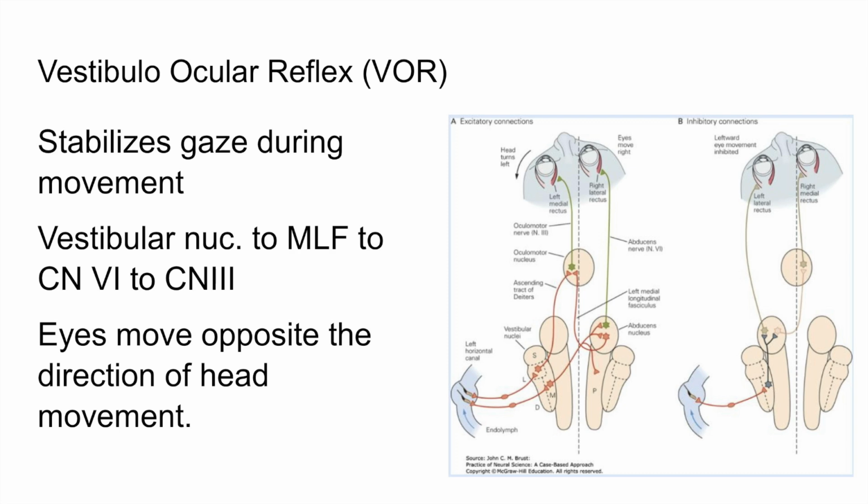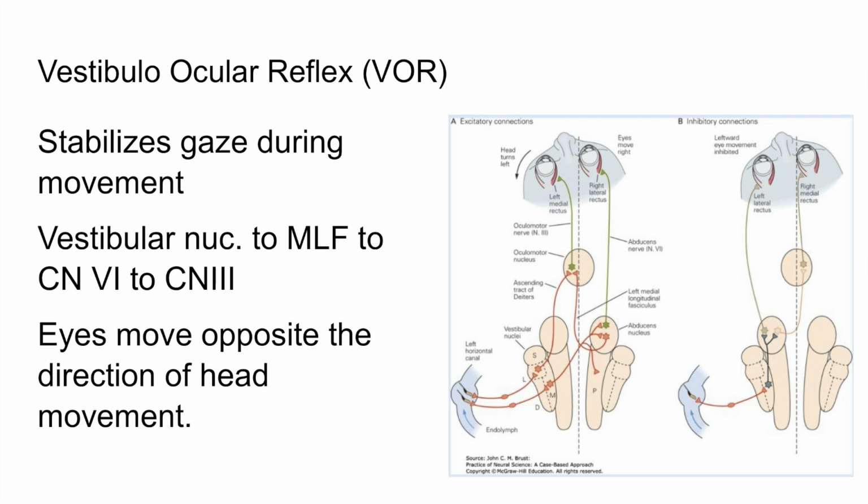If you're not familiar with those, I recommend looking them up. They're pretty interesting. So if the brainstem is intact, the eyes will move opposite to the head. If they move with the head instead, that's a bad sign. That means your VOR, or your vestibular ocular reflex, is not functioning.